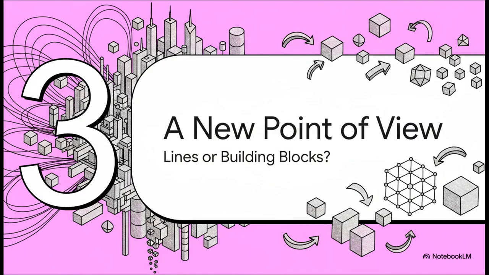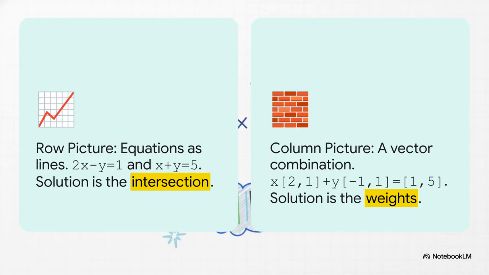Okay, to wrap this all up, let's take a step back and look at this whole topic from a completely different and frankly really cool perspective. We've been thinking about equations as lines on a graph, but what if there's something else entirely? On the left, you see what we've been doing this whole time. It's called the row picture. Each row is an equation for a line, and we're looking for where those lines intersect.